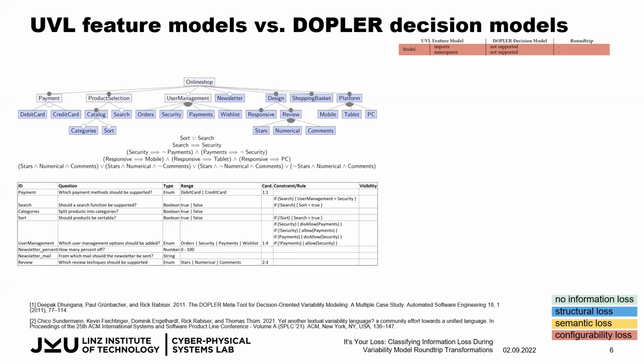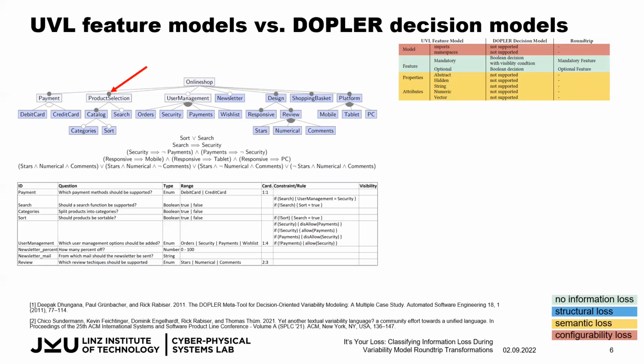You can mitigate this configurability loss by unfolding all the scattered files of UVL models into one huge UVL model file, and then transform this model into a Doppler decision model and back. But during the round trip, you cannot really say how it was split up originally. So you lose that, but you mitigate it at least to a structural loss.